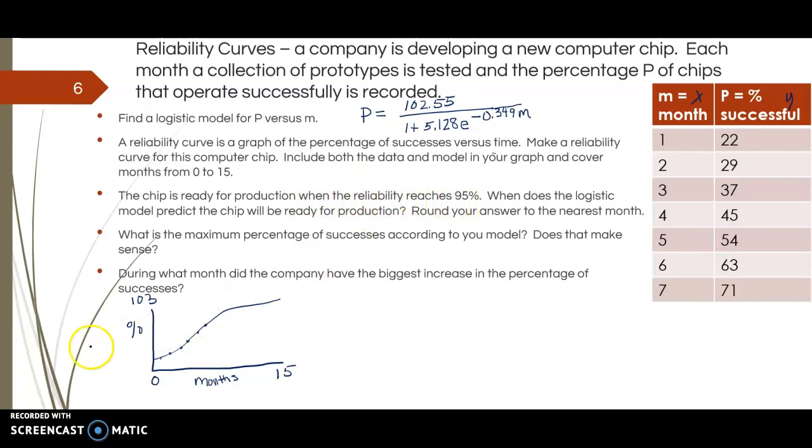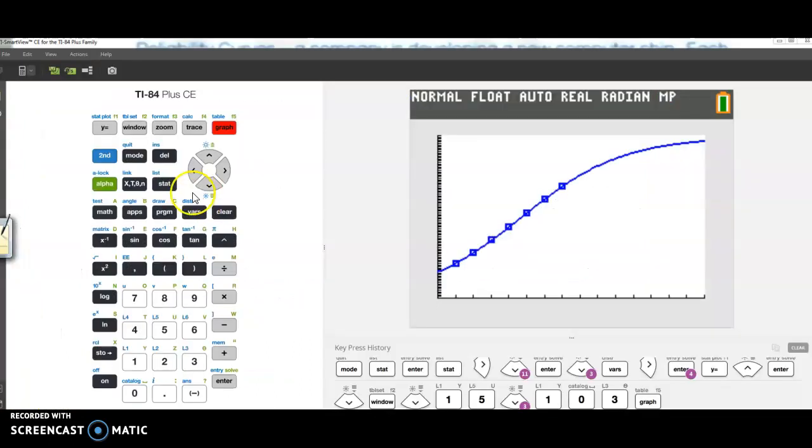That percent is a Y value. I can tell that from my graph here. And so I'm going to solve this by graphing and putting in 95% as my Y2. It also tells me to round my answer to the nearest month. So back to my graphing calculator.